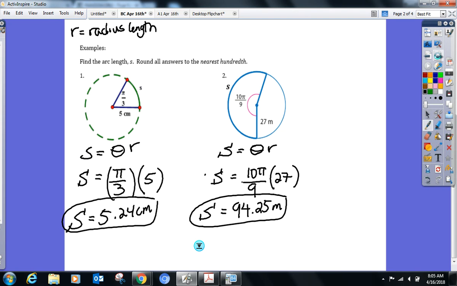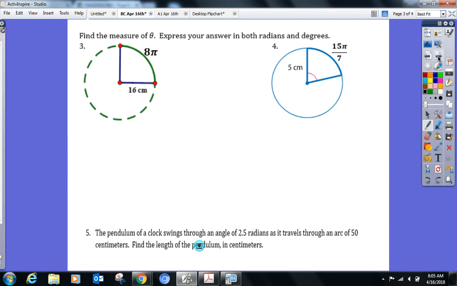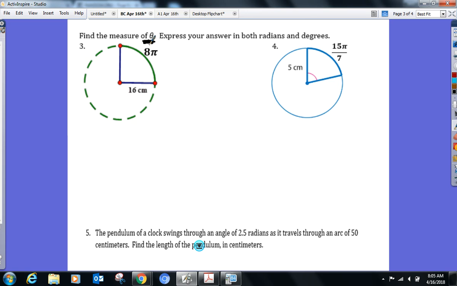All right, let's go. Other than finding arc length, can I find something else? You're darn right. Find the measure of the central angle now, theta. Find the measure of theta now. What is the central angle? And express it in radians and degrees. I love it. I should ask you guys what formula you wanted to start with, right? We could have went radians or degrees. I guess I just decided for you.